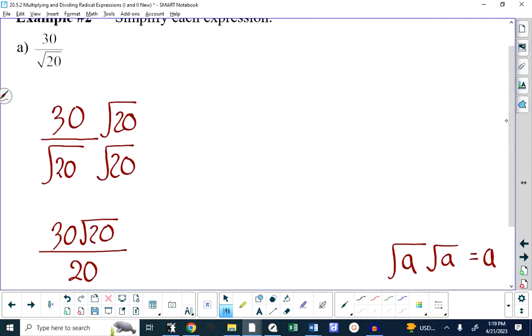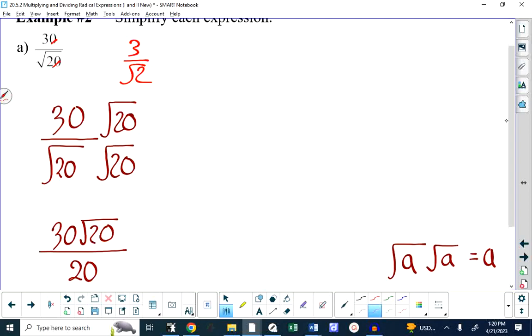Now, before I go on, I have a question for you. Why could I not just do this? Why can't I divide the top and the bottom by 10? Gustav? 20 is under a radical sign. That's right. 20 is under the radical sign. That's not 20, it's root 20. I can't divide coefficients, which the 30 is, with radicals, which is what the root 20 is.